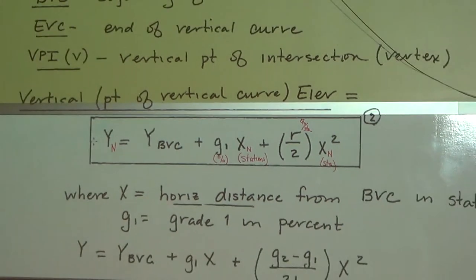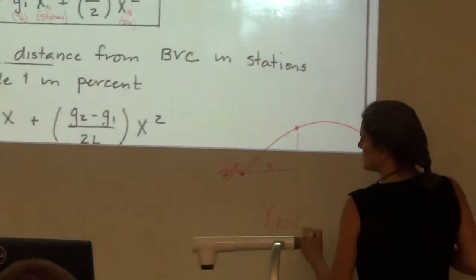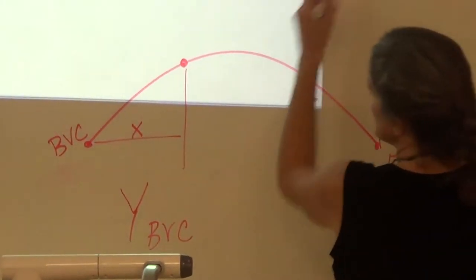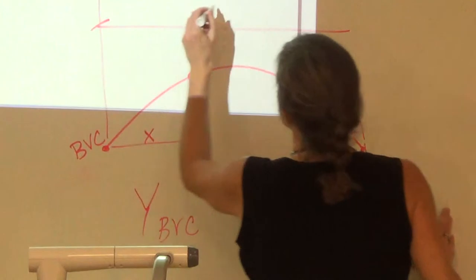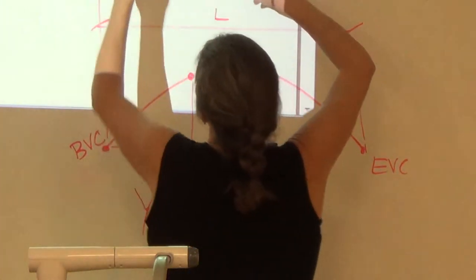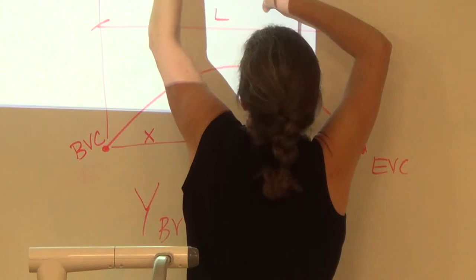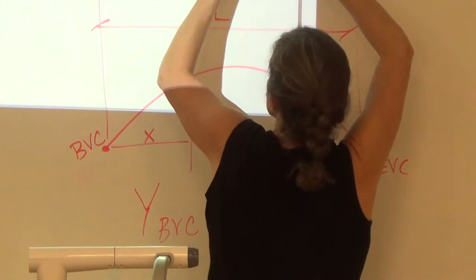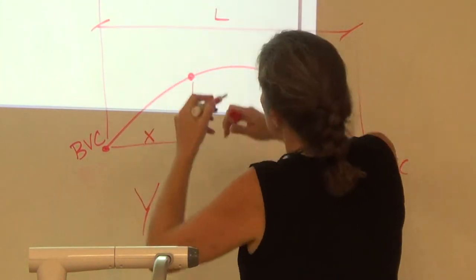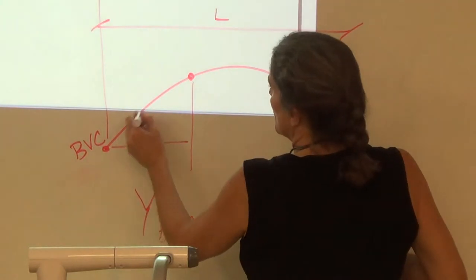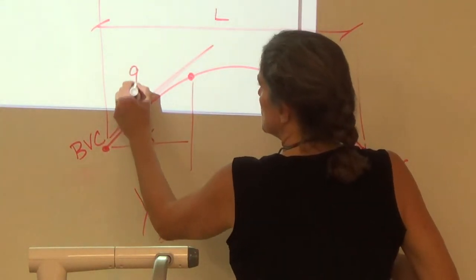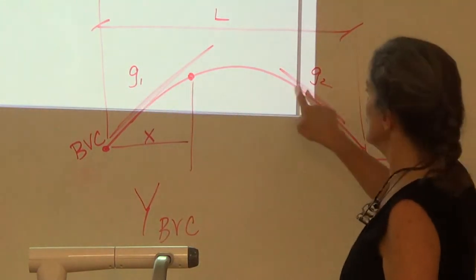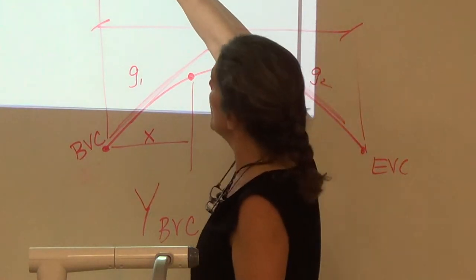What does this distance represent? X. What's the end of the vertical curve? What's this represent? L. What's R equal to? G2 minus G1 over L. This is in percent and this is in stations. What's the slope of this? G1. What's the slope here? G2. So if I know G1, I know G2, and I know L, I can calculate R.